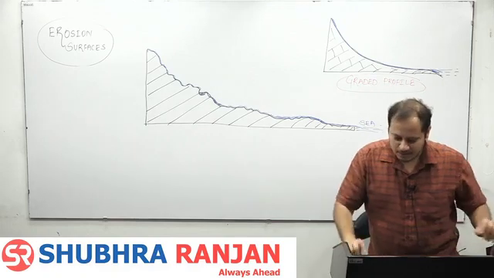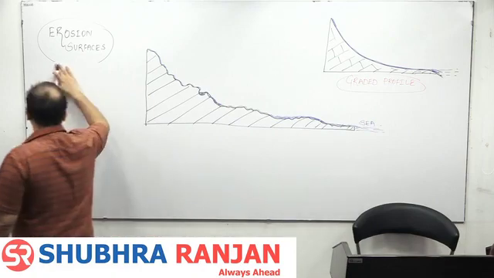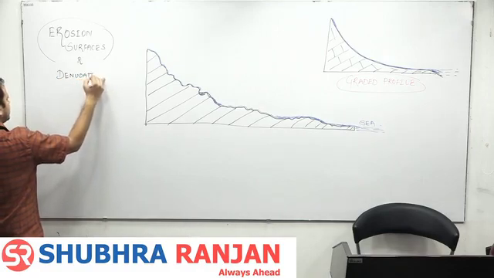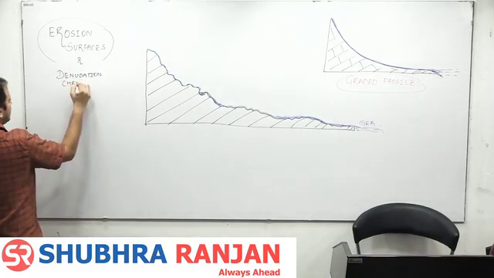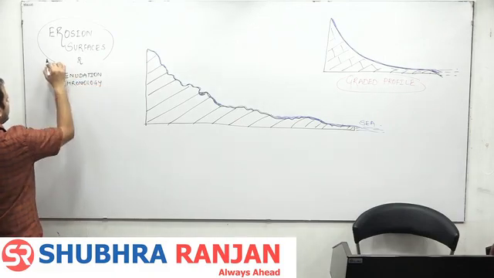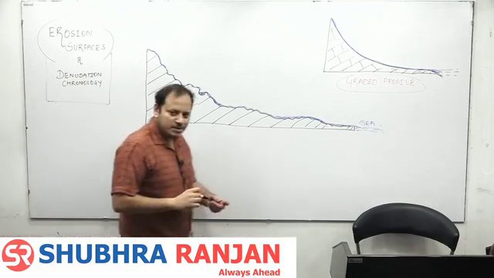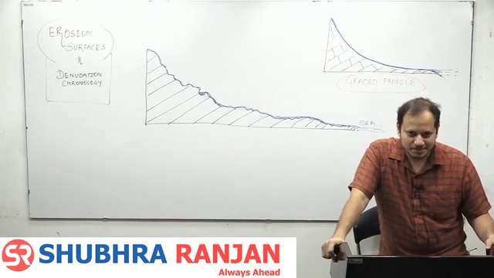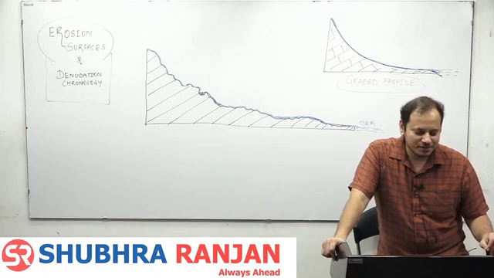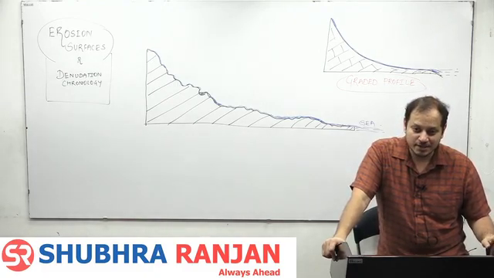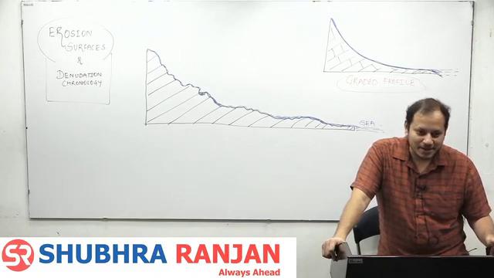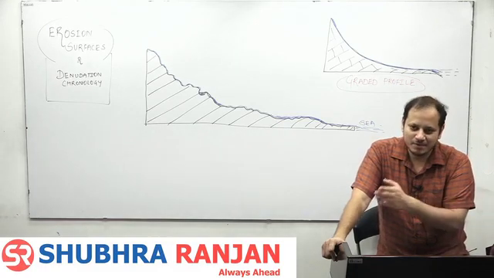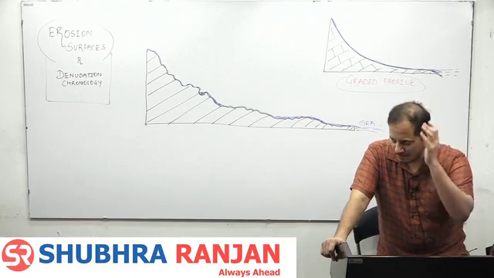This topic is a part of a subtopic which is known as denudation chronology. Chronology means order, sequence, time. Of what? Denudation means weathering. So denudation chronology and erosion surfaces have been inspired by which theorist? Davis or Penck? Yes, Davis. Chronology means time, and time means Davis. So it is an outcome of the Davisian approach: how the landforms have evolved over a period of time.